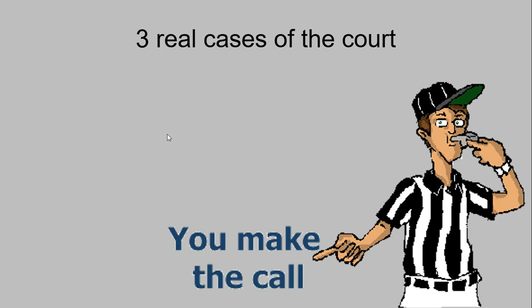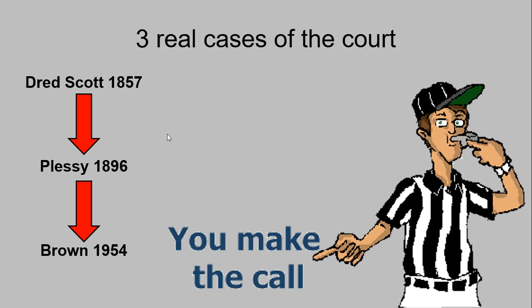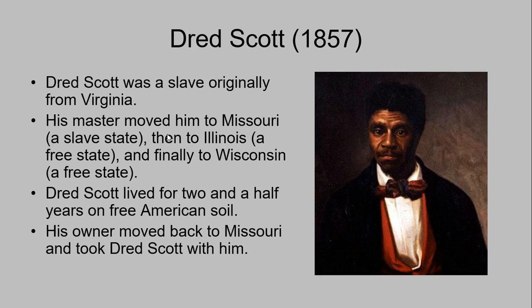So I want to tell you three real cases of the court, because this shows how judicial activism and restraint and stare decisis and all this stuff works in a real life situation. Okay. So I want to tell you about Dred Scott and then Plessy versus Ferguson and then Brown versus the Board of Education. So first case, Dred Scott.